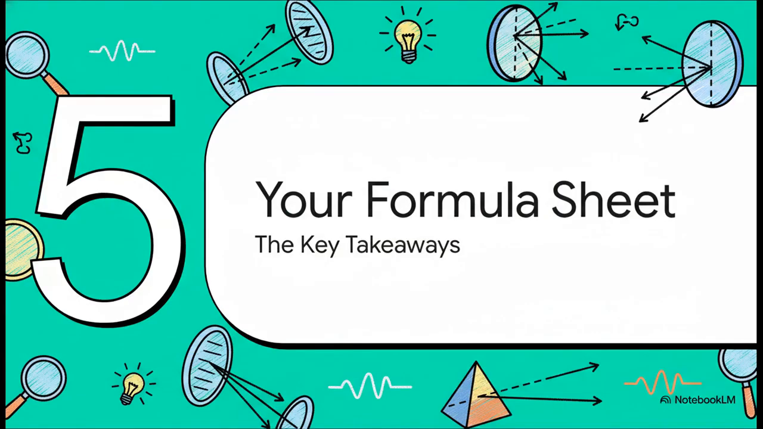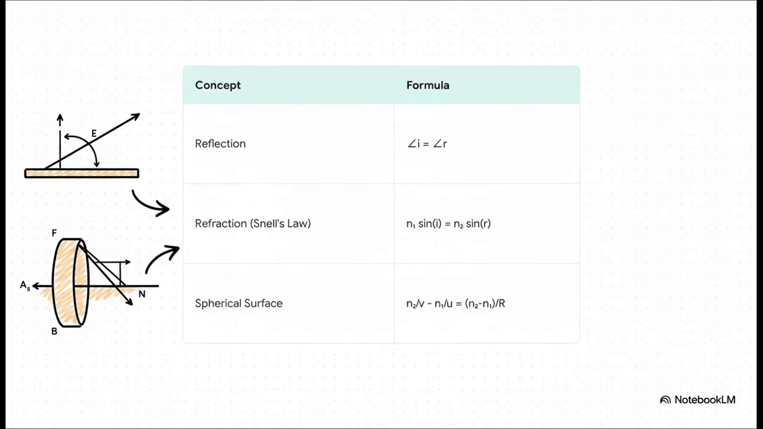All right, we have gone on a journey from a single ray of light all the way to the design of a telescope. Let's take a second and boil all of that knowledge down to the absolute essentials. These next couple of slides are your quick reference guide, the ultimate formula sheet for ray optics. So here are the absolute fundamentals. We started with the perfect symmetry of reflection, angle in equals angle out. Then we had Snell's law, the engine of refraction that tells us how light bends when it crosses a boundary. And finally, that formula for a single curved surface, the essential building block for every lens we can make.